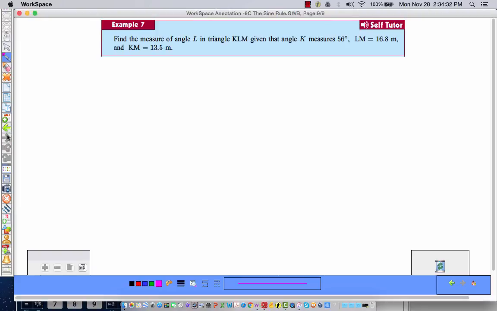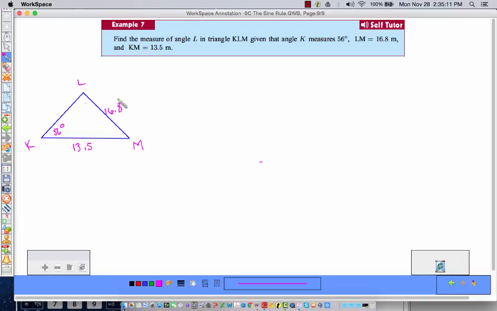And finally, find the measure of angle L in triangle KLM. So let's do that. Again, it doesn't matter how you draw your triangle. Just know that it's not going to be to scale. You can try if you want to, but it's kind of a pain to draw it to scale as you're given the information. So KLM, K measures 56 degrees. LM is 16.8. And KM is 13.5. And they want to find the measure of angle L.